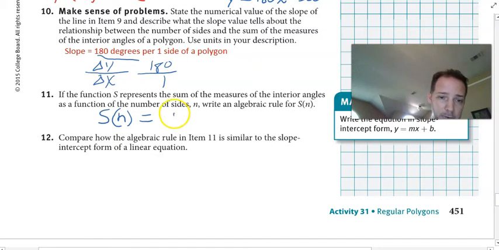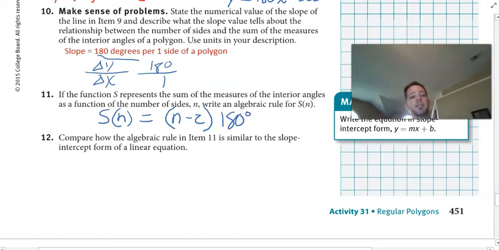We take the number of sides minus 2 to figure out how many triangles there are, and then we just multiply by 180. So the sum of the interior angles of any polygon with n number of sides is just the number of sides minus 2, and then take that value and multiply by 180.